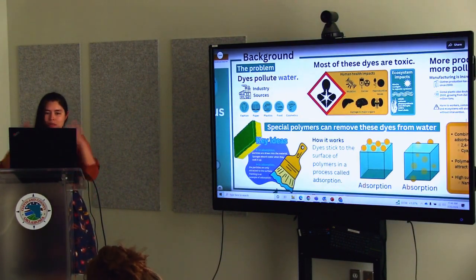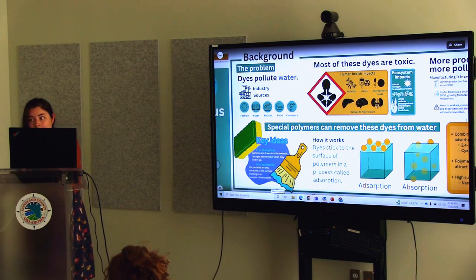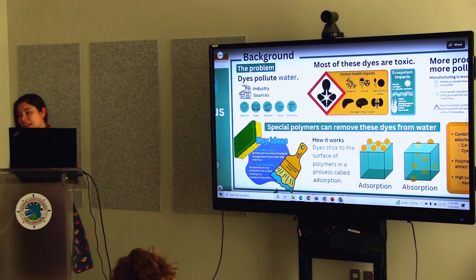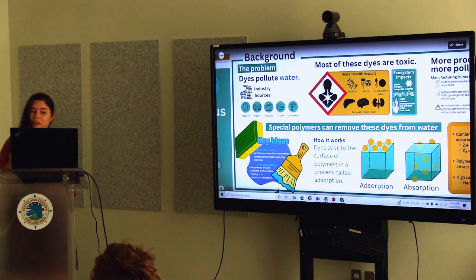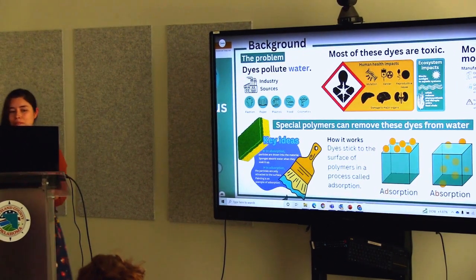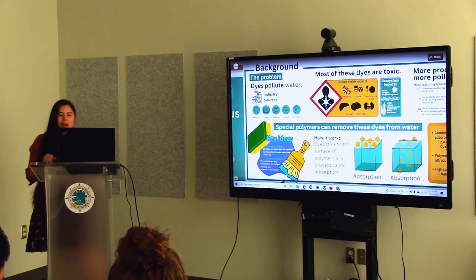All right, so why do we care about removing dye from water? Well, dyes are a common pollutant for water. Basically, anything that you buy that is colorful is going to involve dyes. So fashion, paper, food, like your Fruit Loops, those are super colorful, cosmetics.